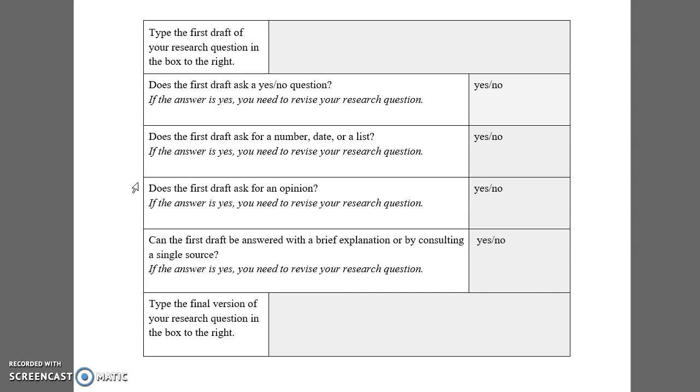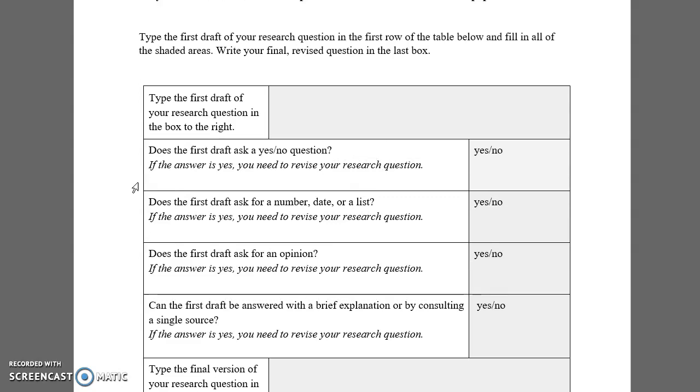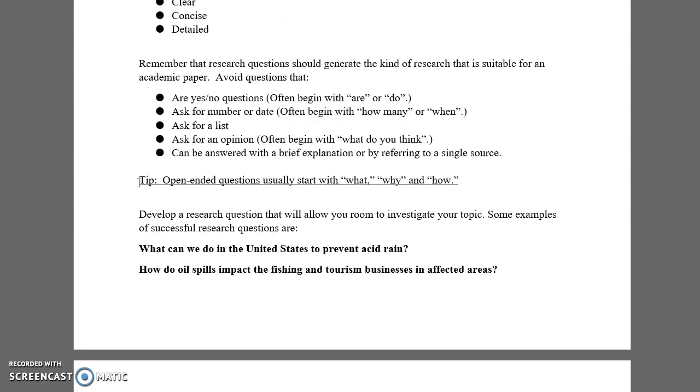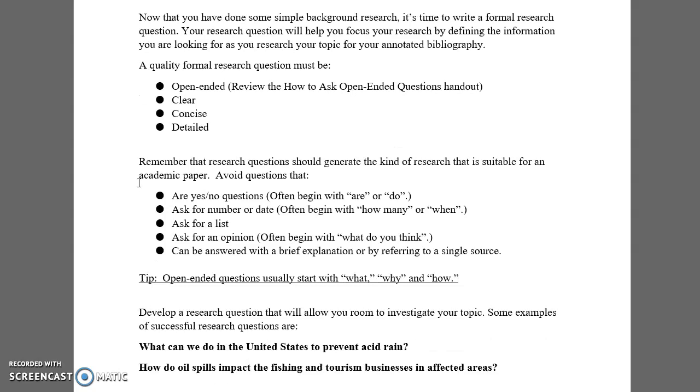And if I do say that a revision is needed, it's always best to go back to this chart to help you revise, go through those steps, and get some ideas of where it went wrong. Also, again, we do have the examples and the help here that you could go back to.